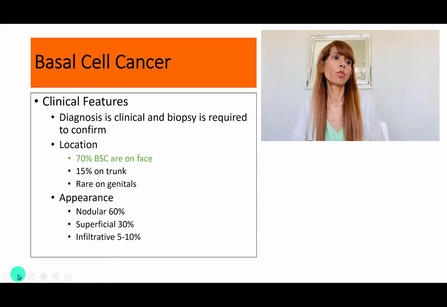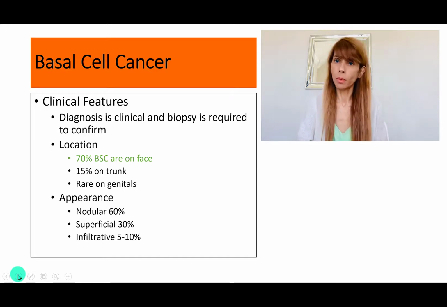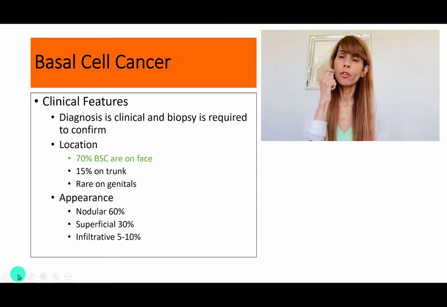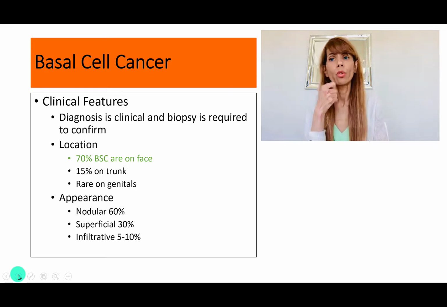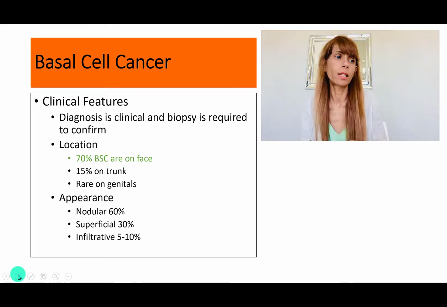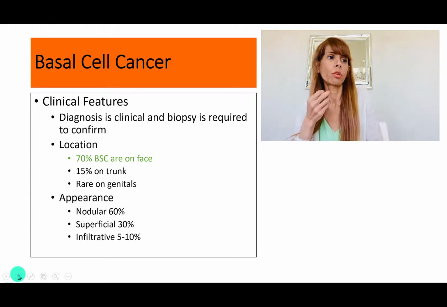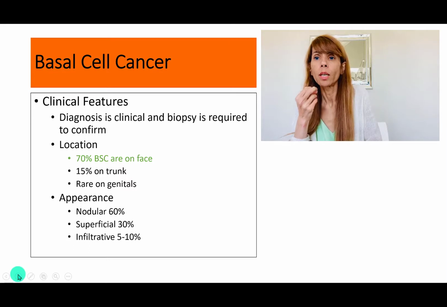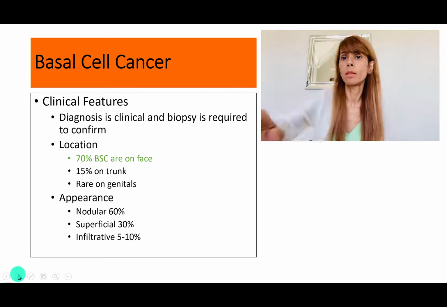Features of basal cell cancer are that they are diagnosed based upon biopsy. So whenever you see a pearly lesion or a lesion that you suspect is basal cell, then you should go ahead and biopsy it. 60% of the time it's going to be a nodule, it can be superficial, it can also be infiltrative, where they may be flat, but most of the time it's going to be a nodule. A lot of the time they're going to be on the face, but sometimes they are on the trunk as well.